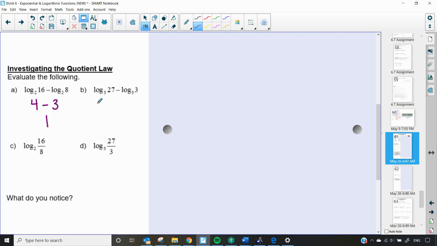Here we have log base 3 of 27 from our last question. We know that that is 3. And log base 3 of 3, same base, same argument, is 1. And so 3 minus 1 is 2.